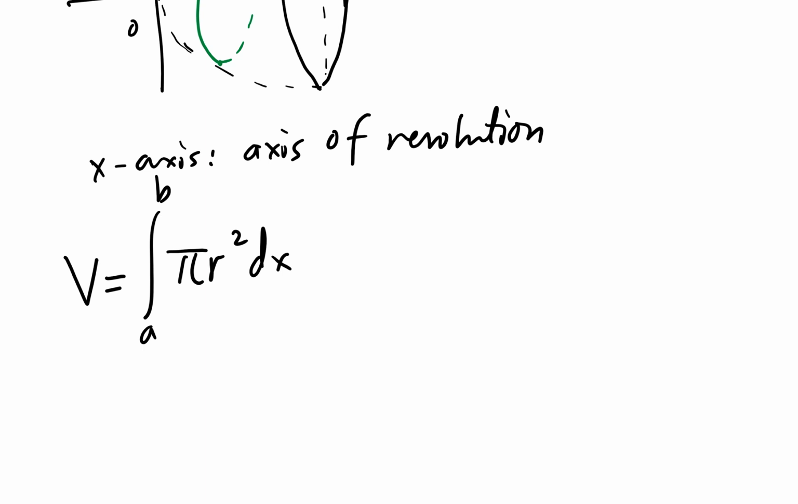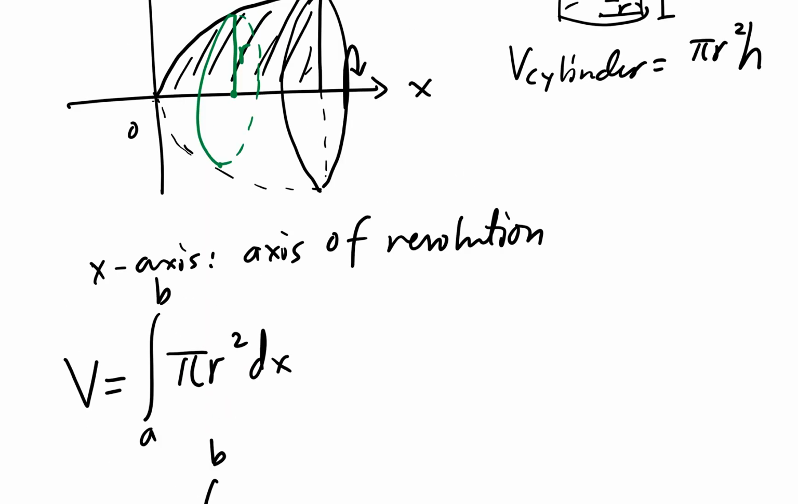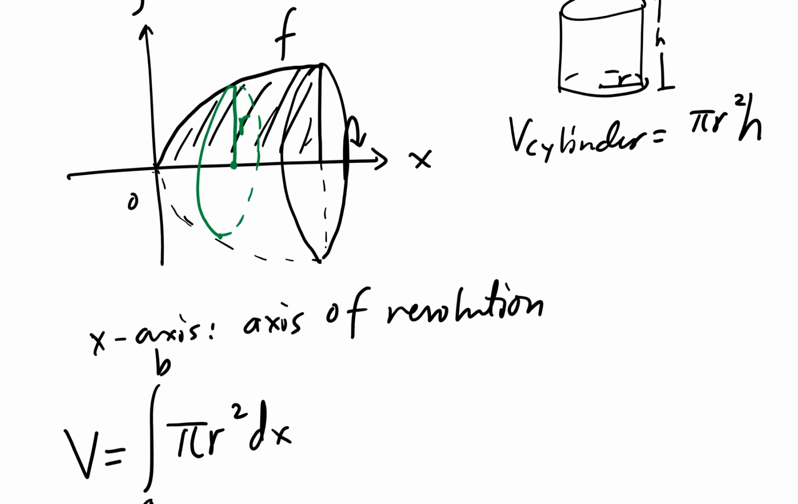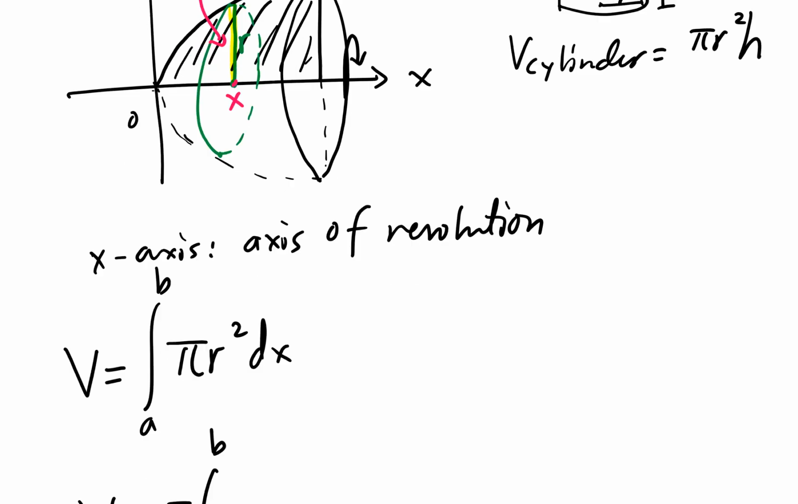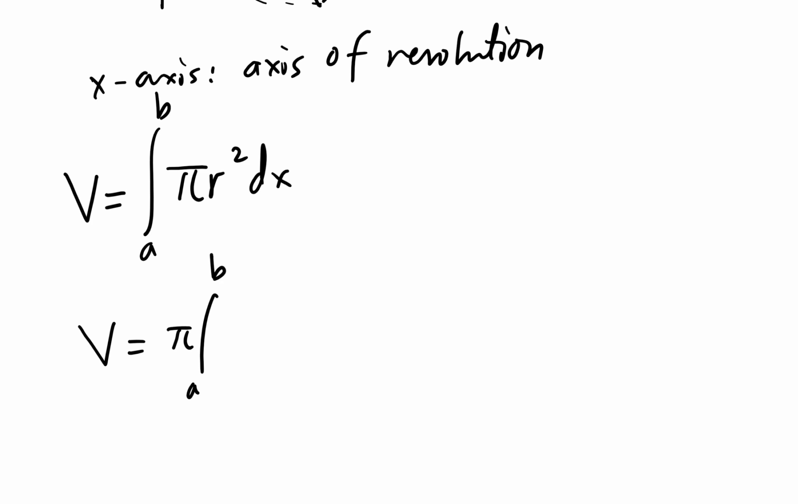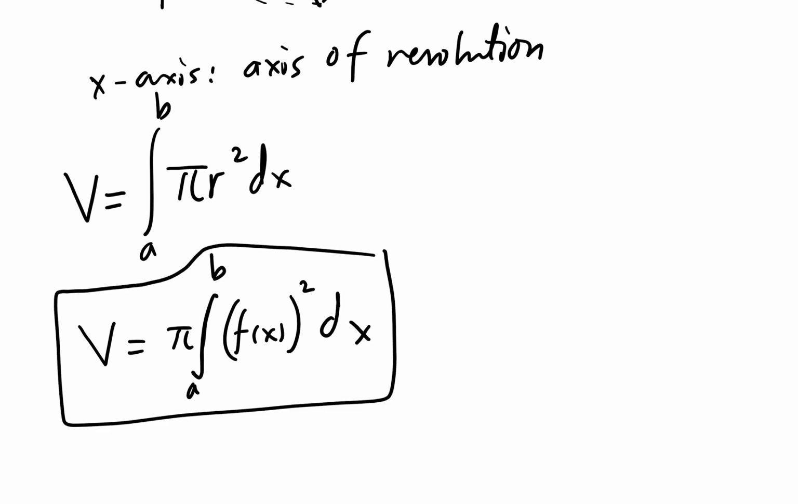Now watch. In general, we always put the pi out because it's a constant: pi times the integral from a to b, and the radius here, if you look at the diagram one more time, this is the radius. This radius is the same as f of x. If you pick any x value, that's f of x. So I can rewrite this as pi times the integral from a to b of f of x squared dx. That's the formula to find the volume of that figure.